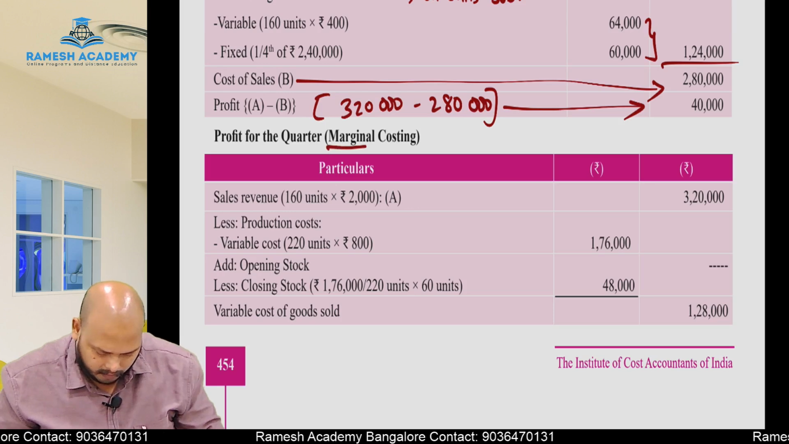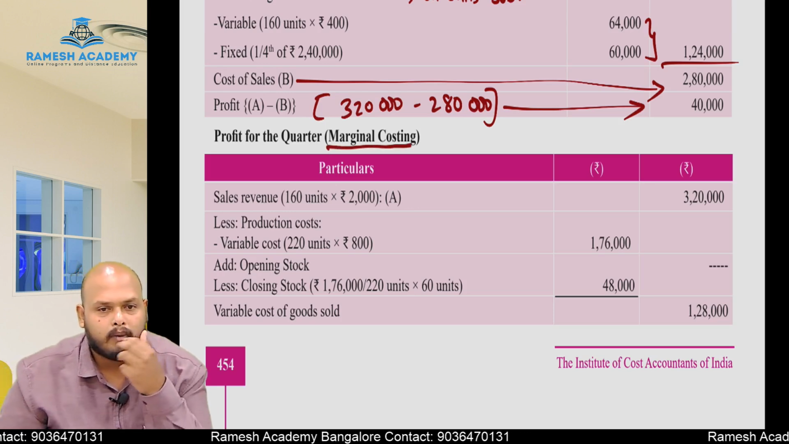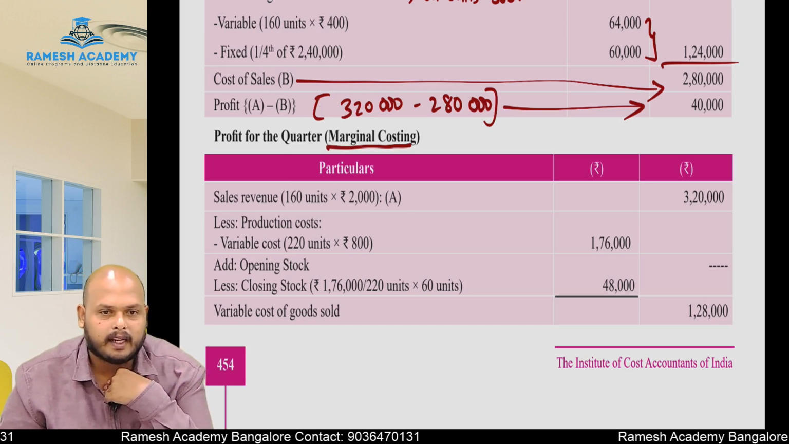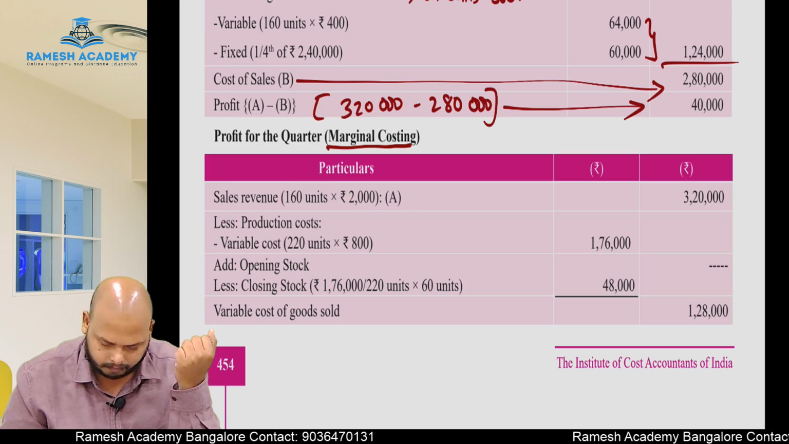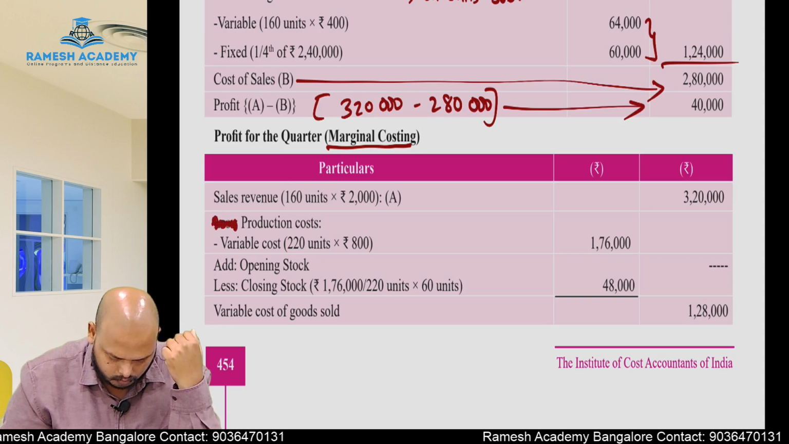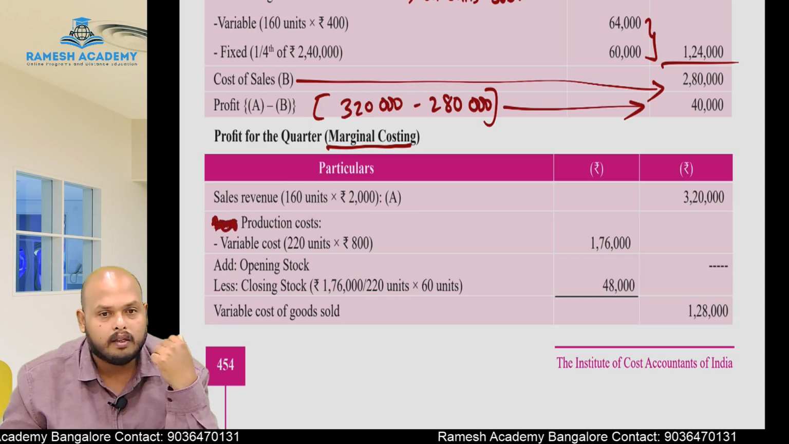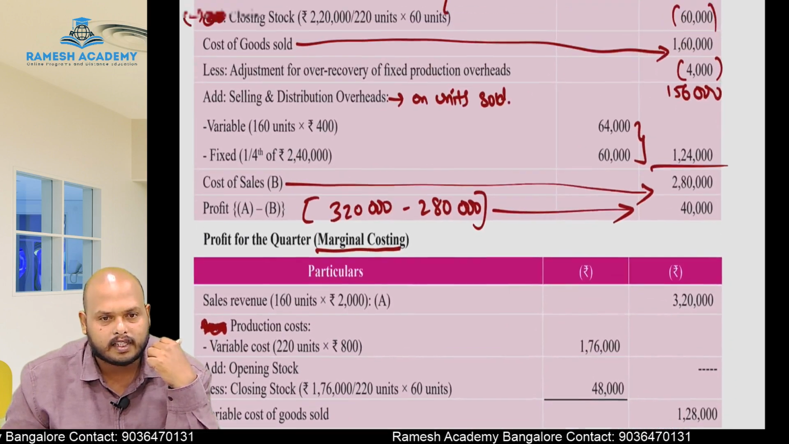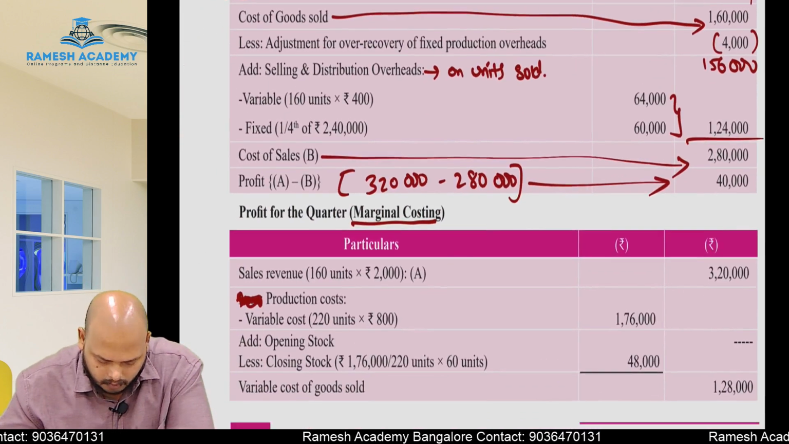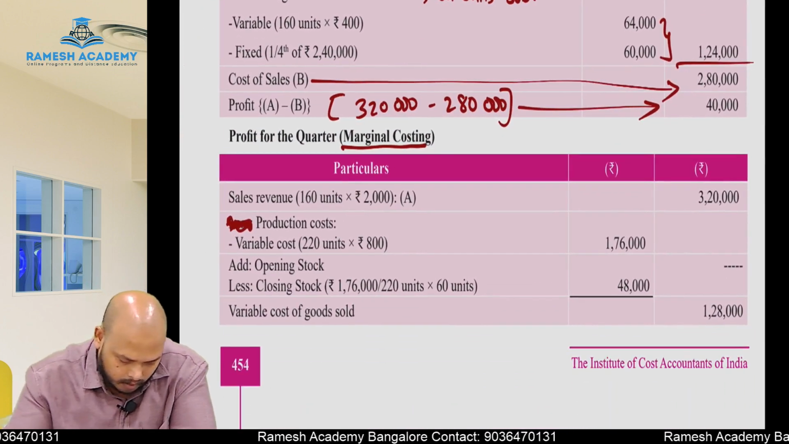Next, profit for the quarter. Profit for the quarter by using which method? Marginal costing method. Under the marginal costing method, what is step number 1? We have to calculate the sales revenue. That is the same as before. Next, this is not "less". There are a lot of mistakes in the material. While studying, you have to study properly. So it is better you take video classes, and that is the reason you will understand where the mistakes are.